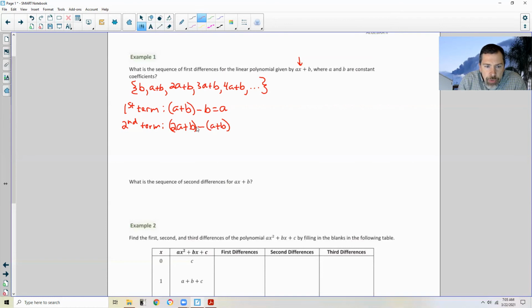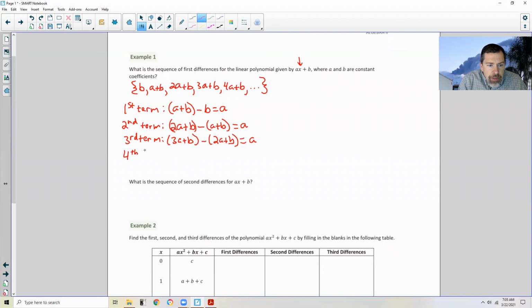And when I do that, 2a minus a is 1a, and b minus b cancels, and I get a. So for the third term, we are going to take the fourth term, 3a plus b, and subtract the third term. And 3a minus 2a is a. B minus b is 0, and we just get a.